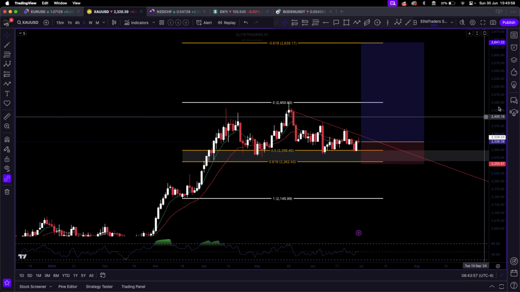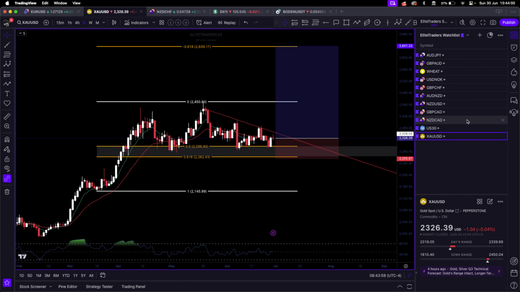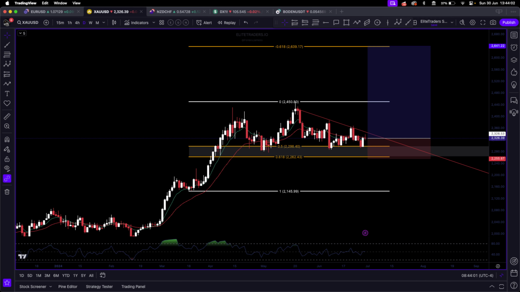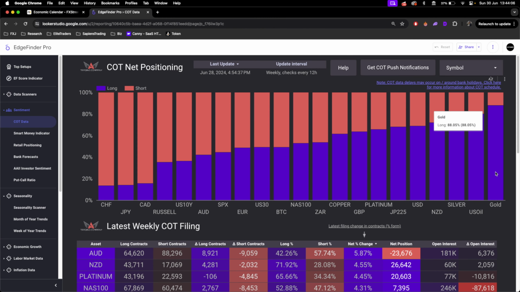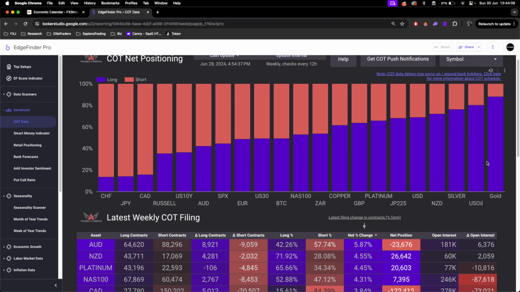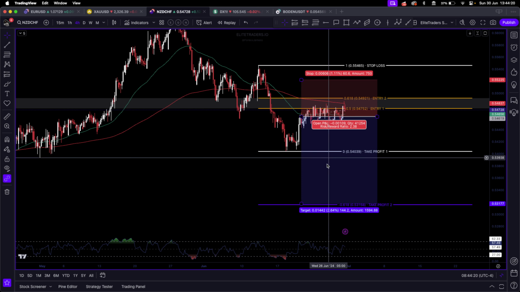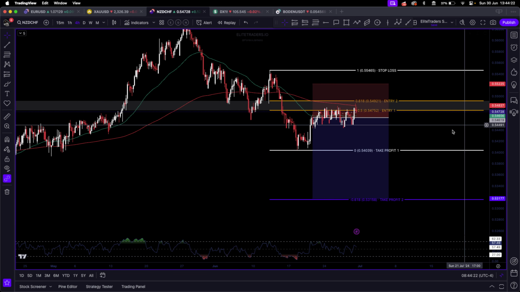And I'll show you some of the data in a moment, because I think that's the last asset, which it is. So what I'll do is I'll pull up the Edge Finder for you guys so we can take a look here. So this is the COT positioning by the CFTC. So you can see gold is actually the most longed asset at the moment. CHF is the weakest.